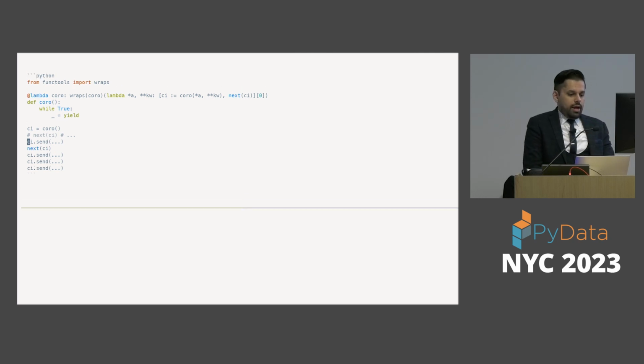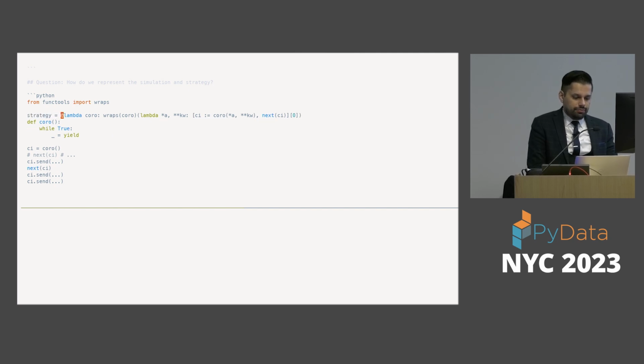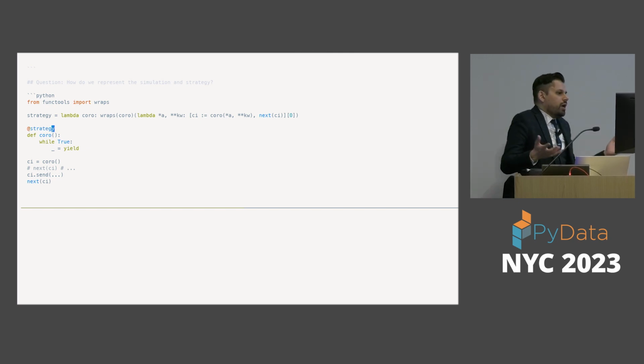And to make this a little bit easier for users, we might do something like this. So here, this could be something like strategy equals. And then we just tell them, here's a decorator, and they don't know any different. You just say, OK, here's a decorator called strategy. Put it on top of all your strategies, and everything just works.